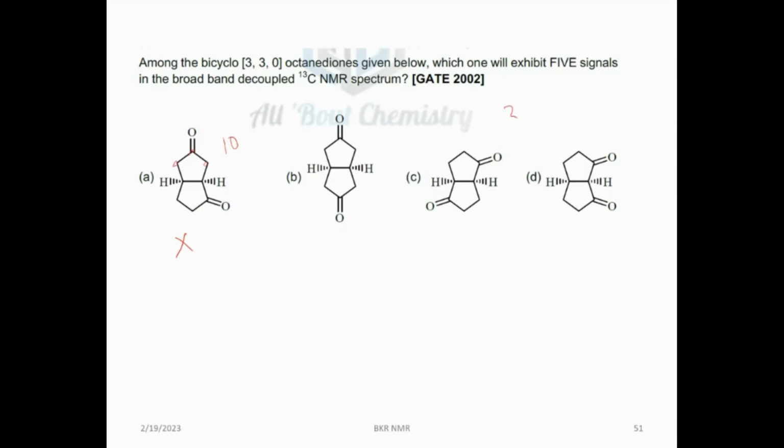Now what about this? I can cut the molecule like this, and like this. So I'll be having 3 signals: 1, 2, 3. Now what about this? I cut the molecule like this. Therefore, I'll be having 1, 2, 3, and on the plane 4.